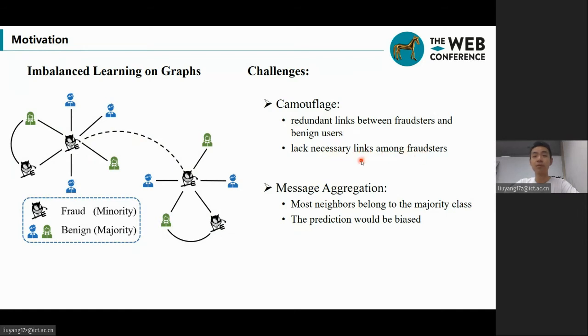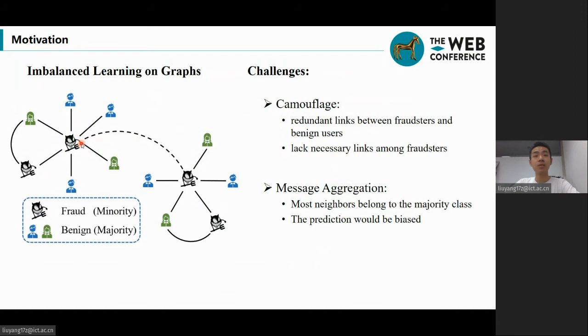The last challenge comes from the graph neural network. The key design of GNN lies in the message aggregation. I mean, if most neighbors belong to the majority class, like the left figure shows, 5 of 6 neighbors belong to the majority class, then the aggregated message may be dominated by the majority features, and the prediction would be biased to the majority class, but the true class is the minority class.